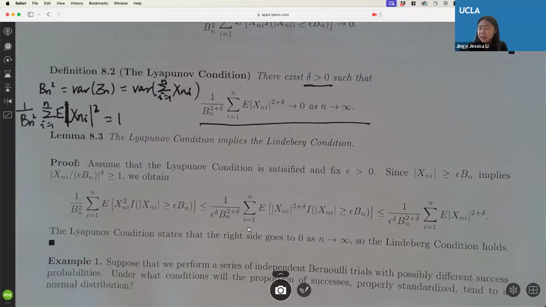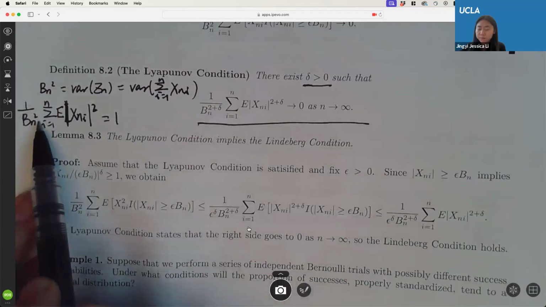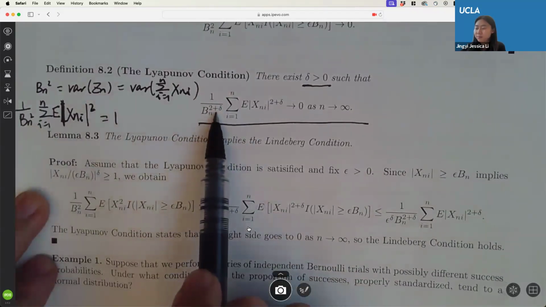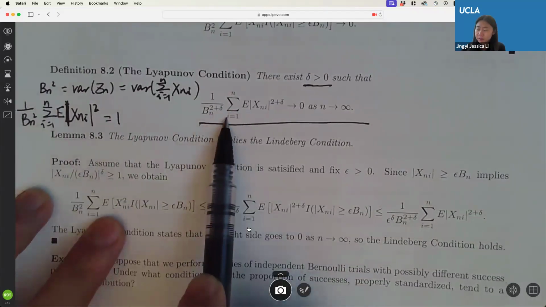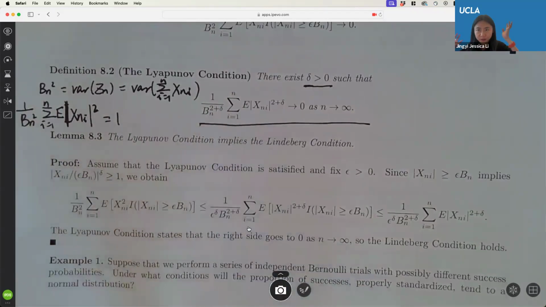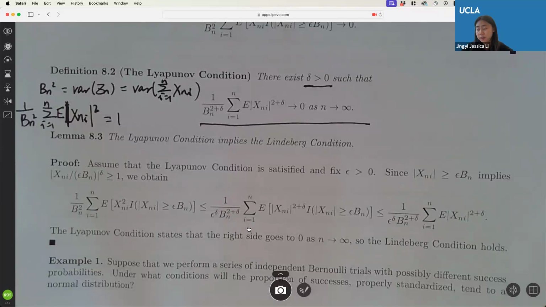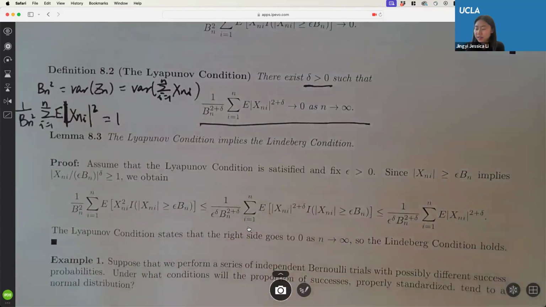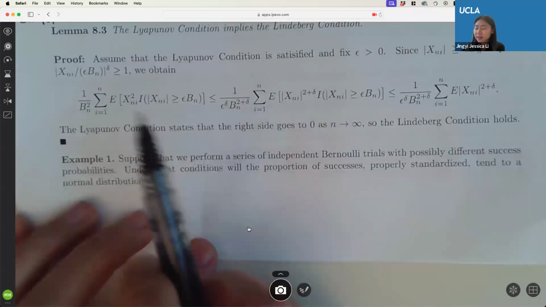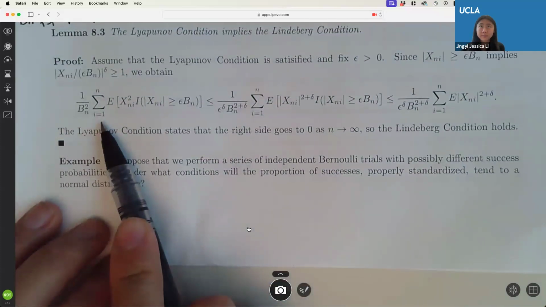That's it. But now you raise the power of both. You change both from 2 to something more, 2 plus a positive delta. By increasing this, if you can show that this goes down to 0 as n goes to infinity, then this implies the Lindeberg condition. Okay, why is that? Let's look at the proof. Actually, the proof is surprisingly only one line.